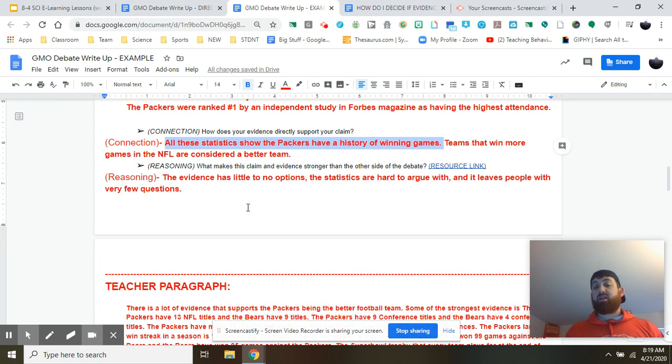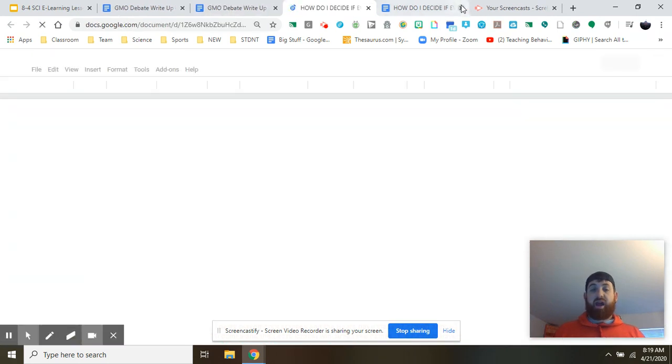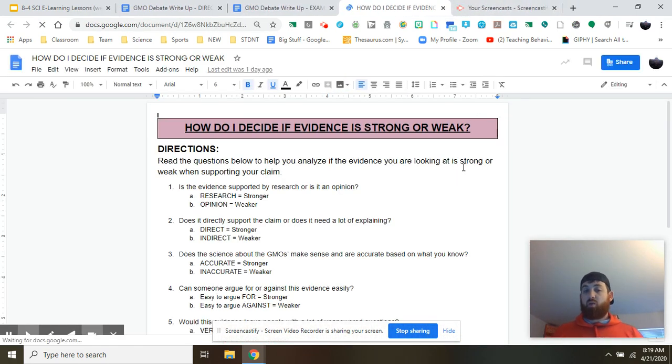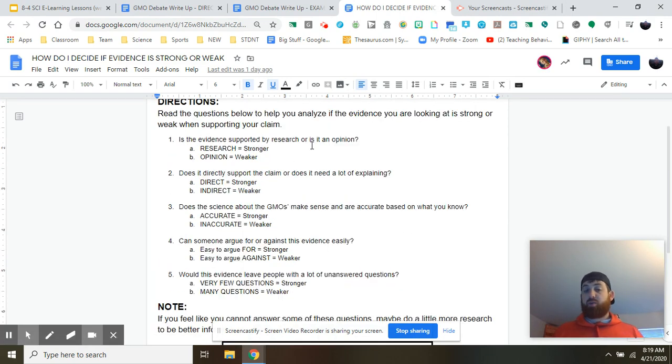Now, what makes this claim and evidence stronger than the other side? This is where you should really talk about what makes this specific evidence strong and this claim strong. If you're somebody who wants to check out this resource link, it's going to pull you into that. How do I decide if evidence is strong or weak? And these are all things hopefully you've looked at. Things like, is the evidence supported by research or is it an opinion? Well, all of the evidence I presented is research-based. Does it directly support the claim or does it need a lot of explaining?